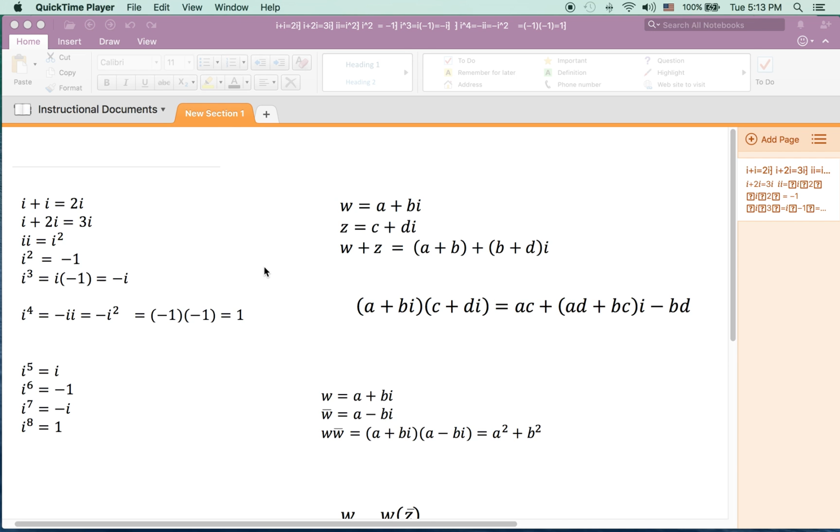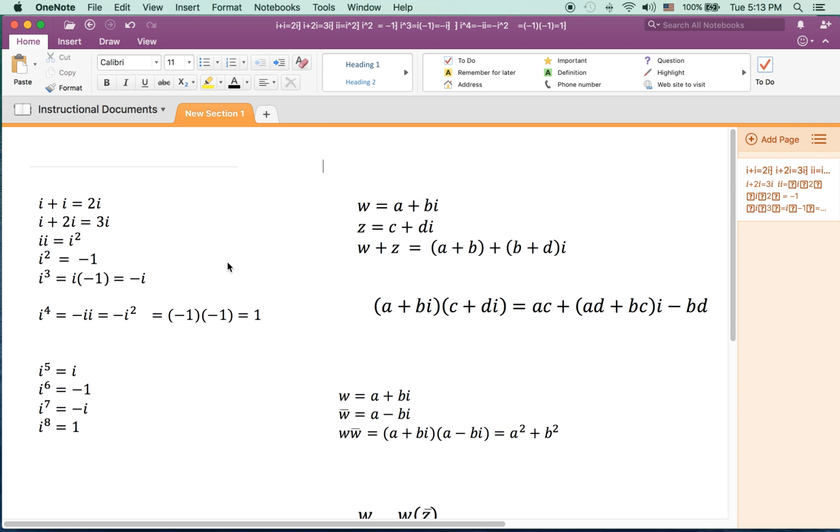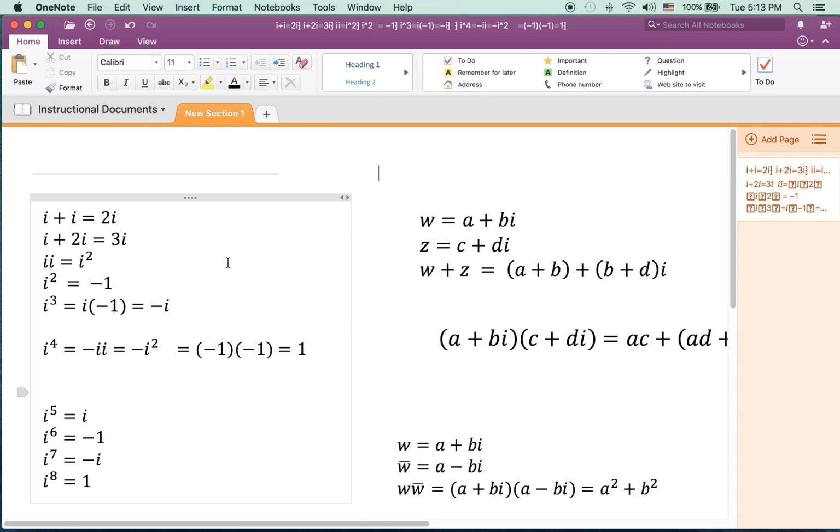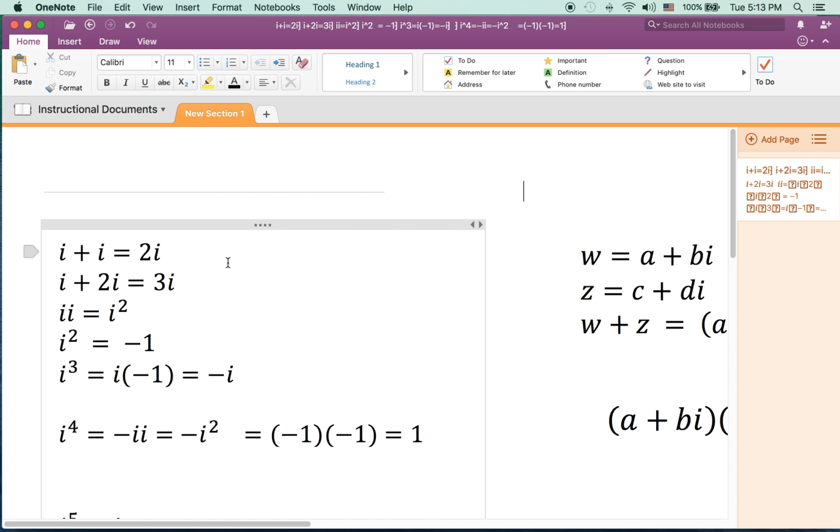We're going to review something called complex arithmetic. Complex arithmetic is arithmetic that involves the square root of -1. We use the lowercase i to represent the square root of -1.